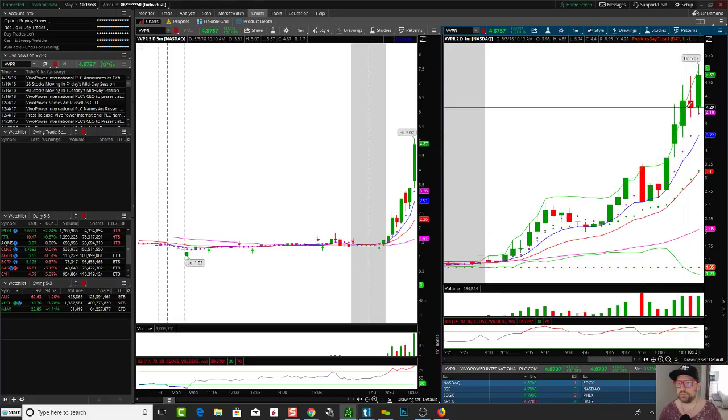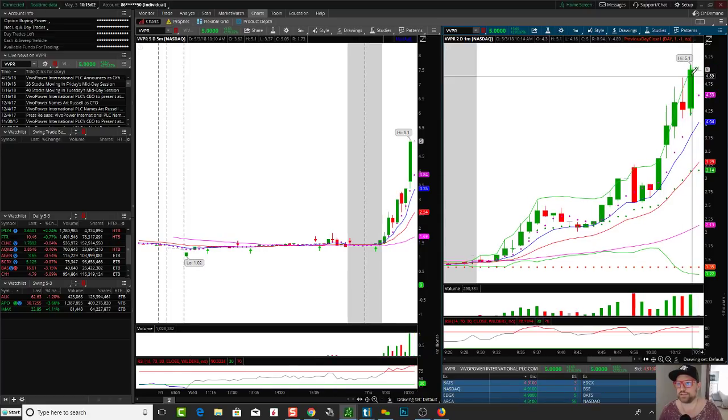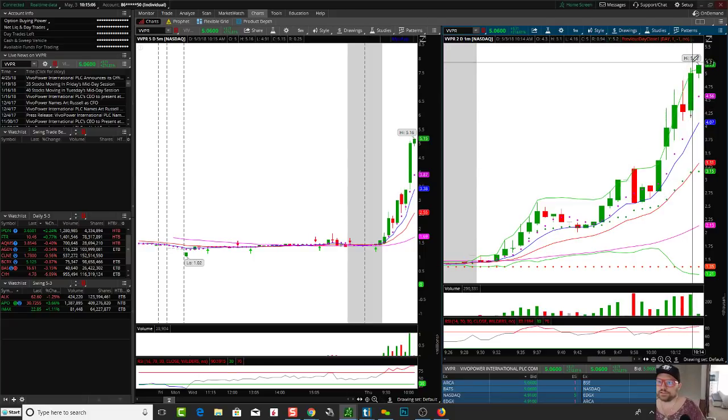So you could have gotten in right here on the pullback and a break above, but look, this candle is 20 cents. It's a 90-cent 1 minute candle. Crazy, still moving, right?